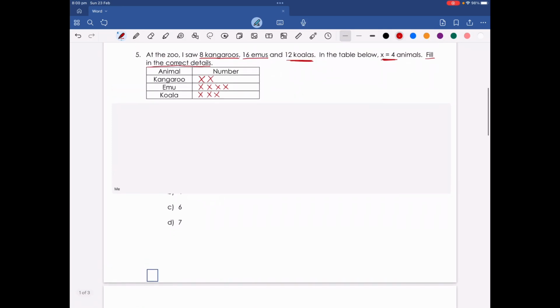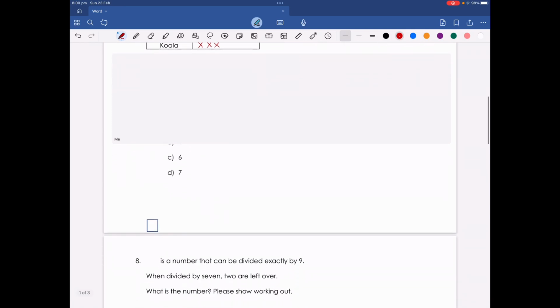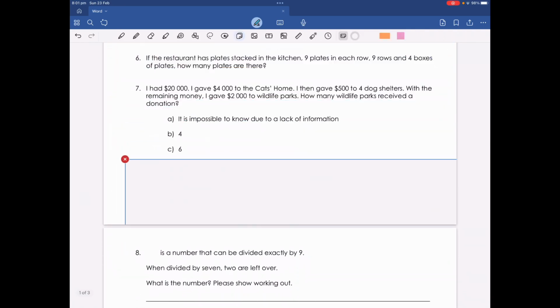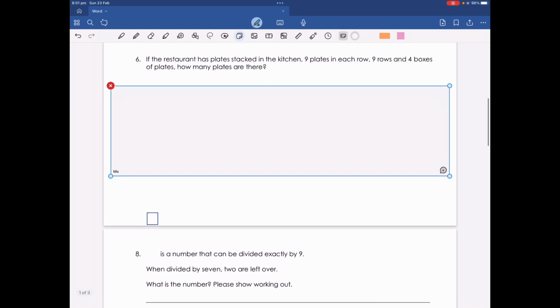Alright, so take a screenshot of that answer and put that as the answer in your Anki. Alright, new question. Snapshot in the Anki.